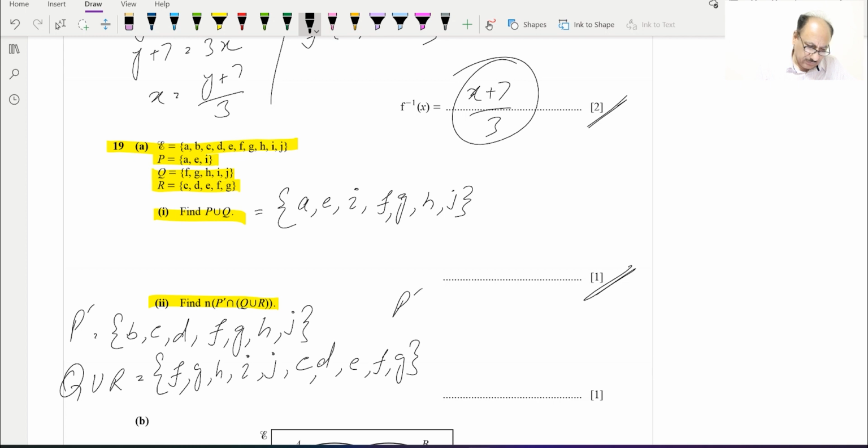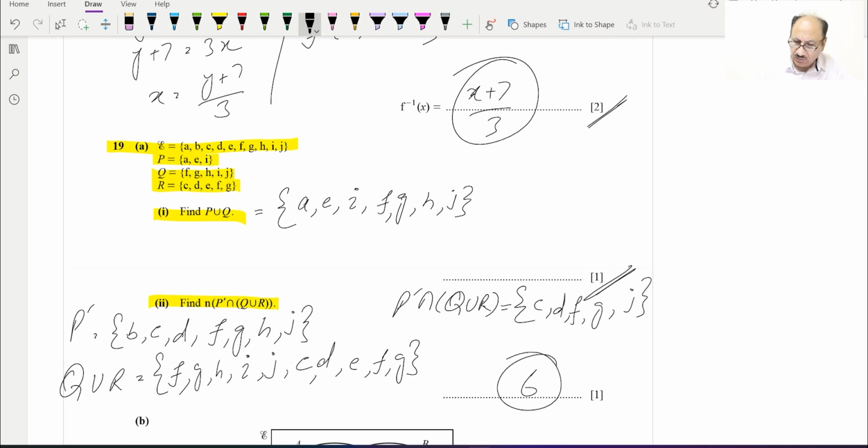Now P complement and intersection of Q union R. So P complement, this one which we found, and intersection. So whatever common members are in this set and this set, those we will select. C is there in both, then D is also there, F and G are also there in both, and J is also there in both. So 6 members. n of (P complement intersection Q union R) will be 6. So this is the answer for 1 mark.